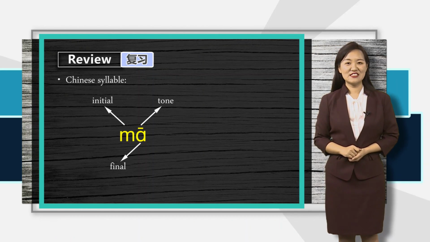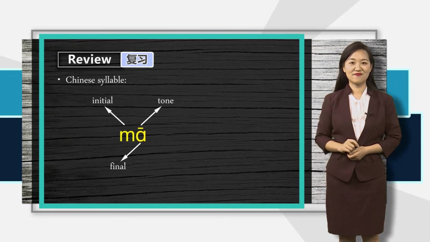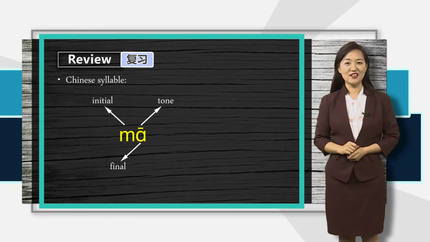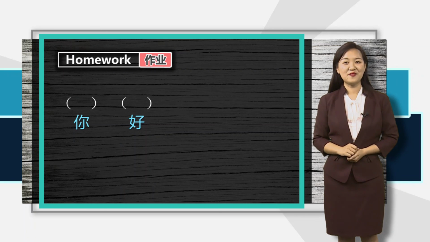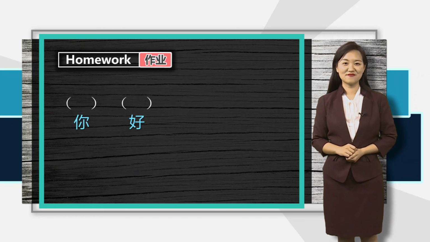Today we have learned Chinese syllables, which include 3 parts: the initials, finals, and tones. Please write down the pinyin for 你 and 好 after class.